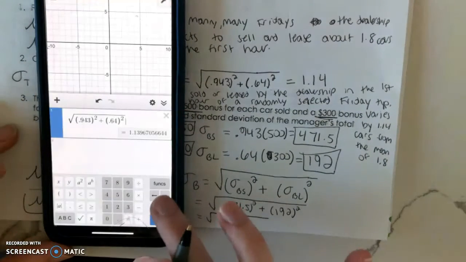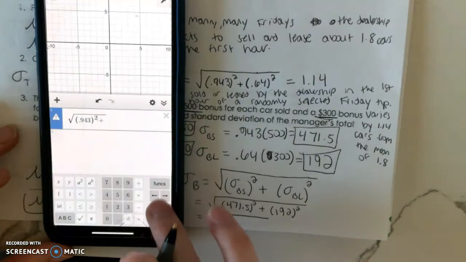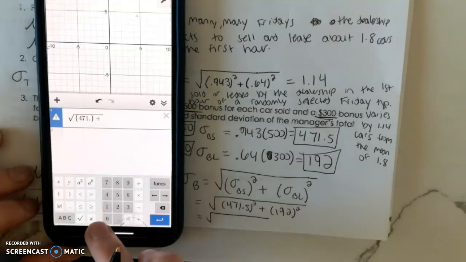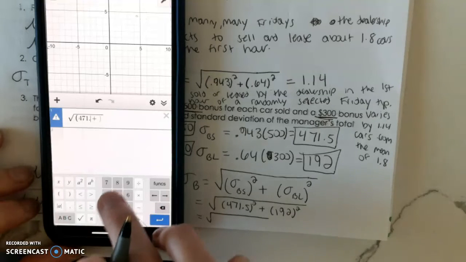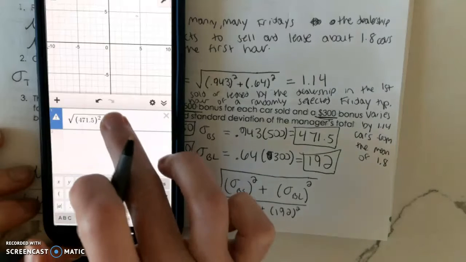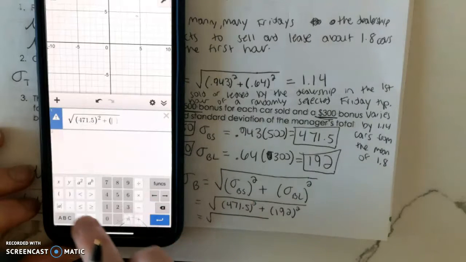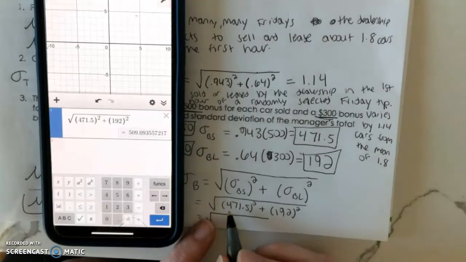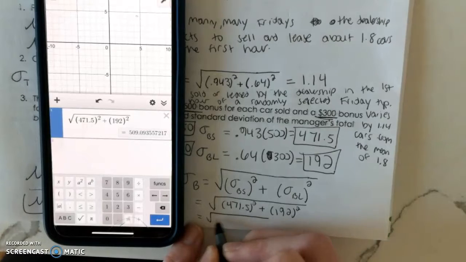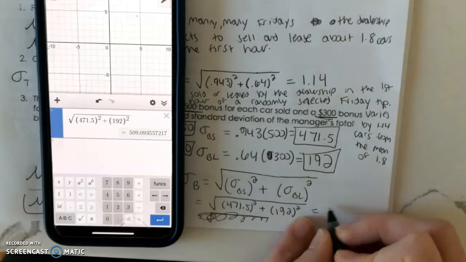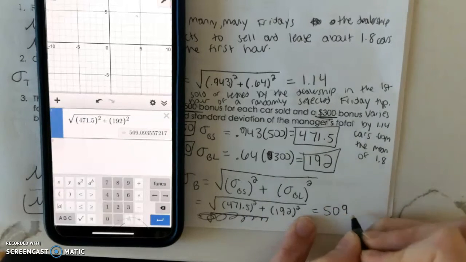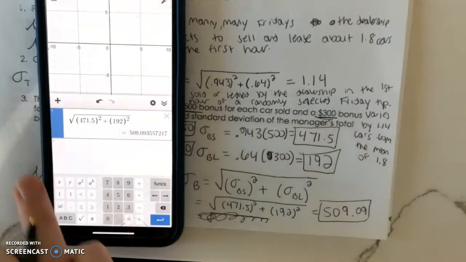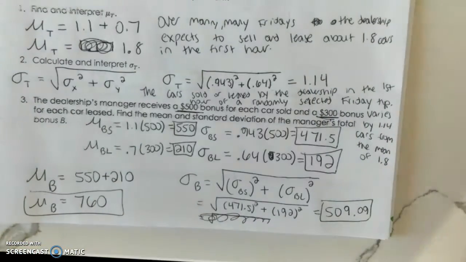All right, so I'm going to put this in my Desmos app. 471.5 squared. All right, so I skip the step, and I end up getting 509.09. And that is my standard deviation, the square root of the combined variances.